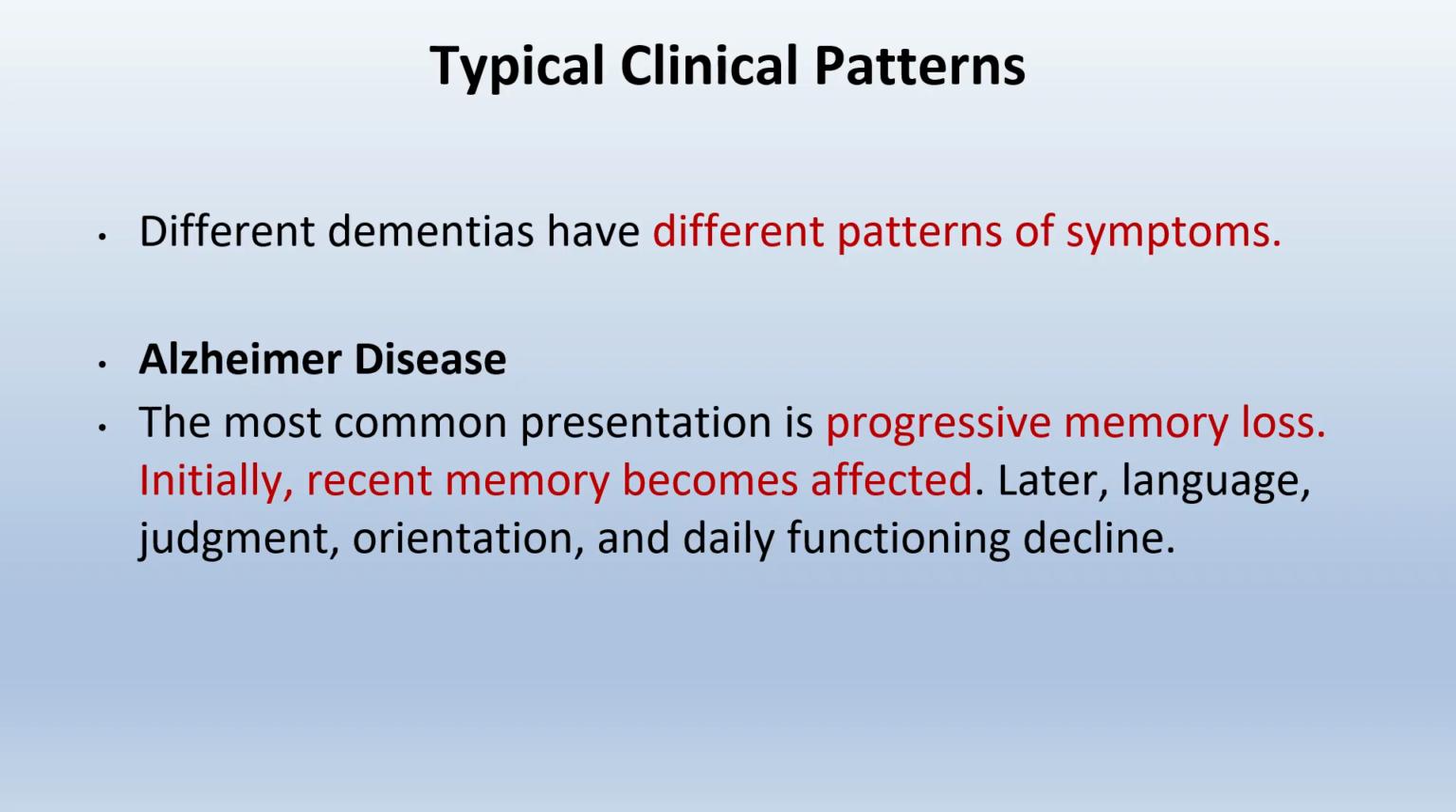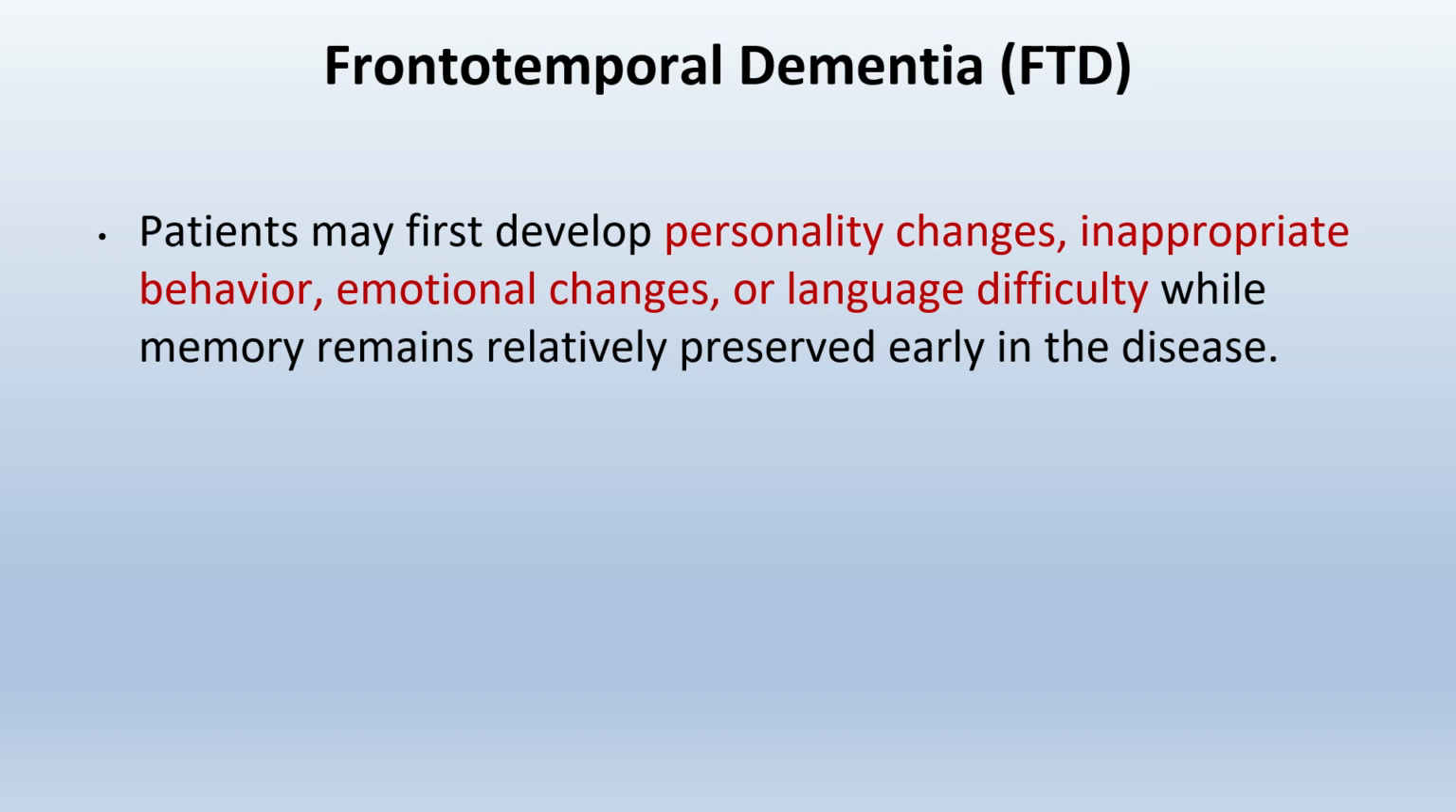Typical clinical patterns. Different dementias have different patterns of symptoms. Alzheimer's disease, the most common presentation is progressive memory loss initially. Recent memory becomes affected. Later, language, judgment, orientation, and daily functioning decline. Frontotemporal dementia. Patients may first develop personality change, inappropriate behavior, emotional change, and language difficulty, while memory remains relatively preserved early in the disease.